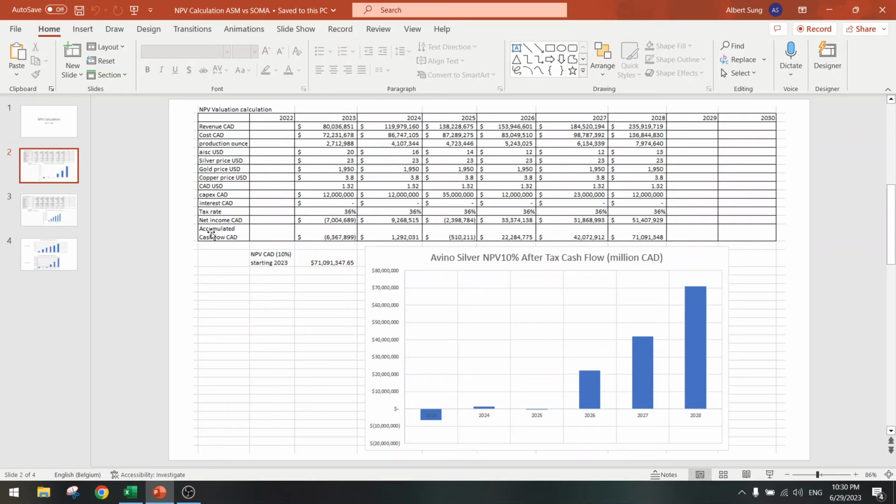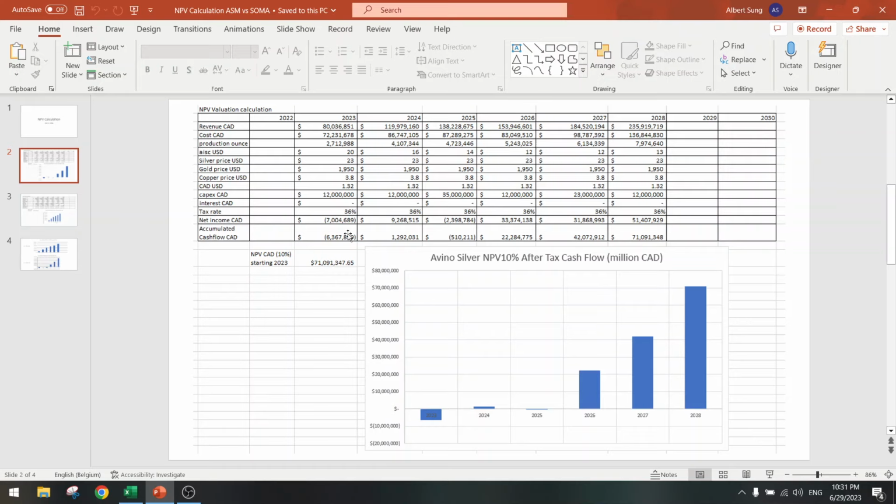Then we apply a net present value for that income. So this is then the net present value. And when we add this all up, we get the total amount of NPV of this project over this timeline. And these numbers here, you can actually visualize on this chart.